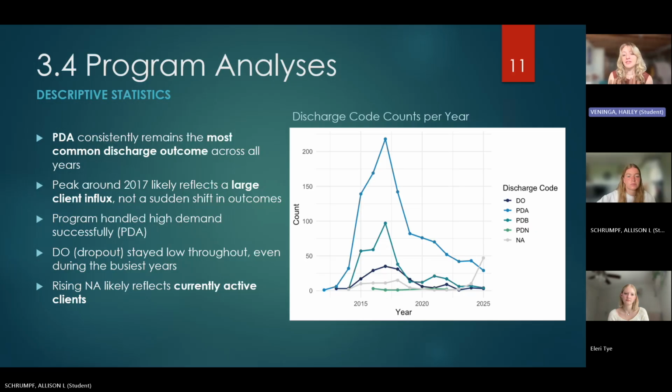However, it is good that the dropout code remained low during this period, even though that was a high demand period. So the program handled a high caseload well, and their PDA remained at the top. However, there was a large influx of PDB clients as well, which means planned discharge below. So they had a planned discharge, but they were below their goal. That would be something for the client to note, that they may need to handle that better in the future. But in general, they do have positive trends as the PDA remains the highest score.